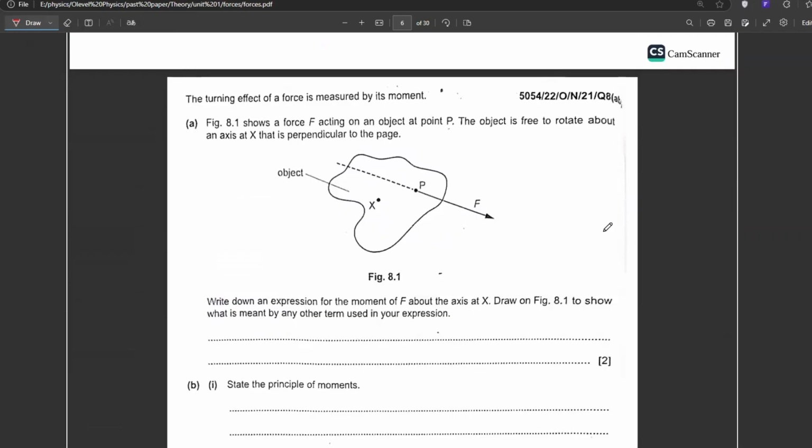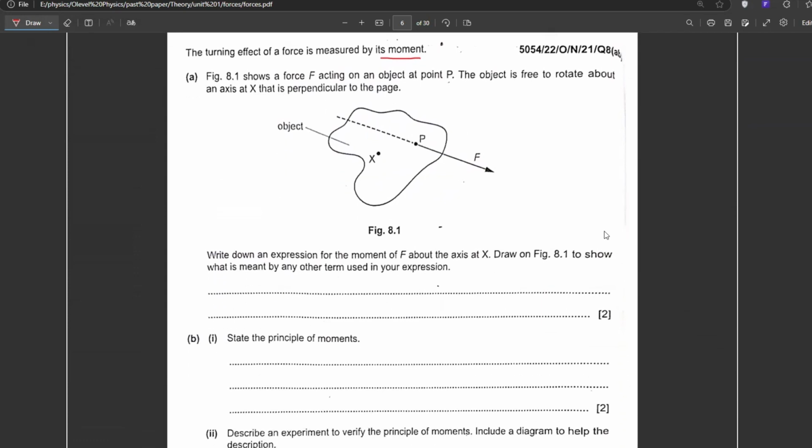Let's move on to the next question. The turning effect of a force is measured by its moment. Figure 8.1 shows a force F acting on an object at point V. The object is free to rotate about an axis at x that is perpendicular to the page. Write down an expression for the moment of F about the axis x. Draw on figure 8.1 to show what is meant by any other term used in your expression.